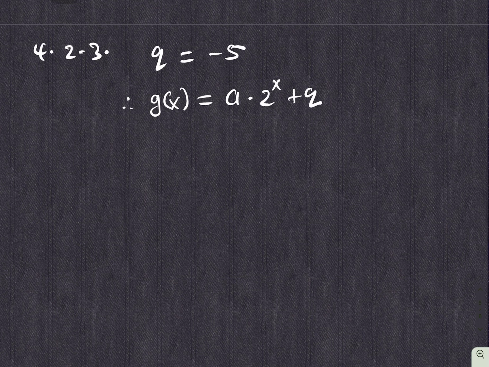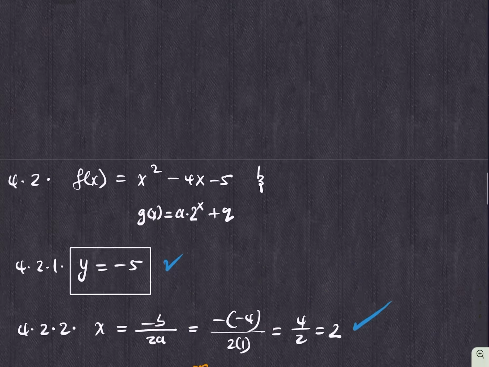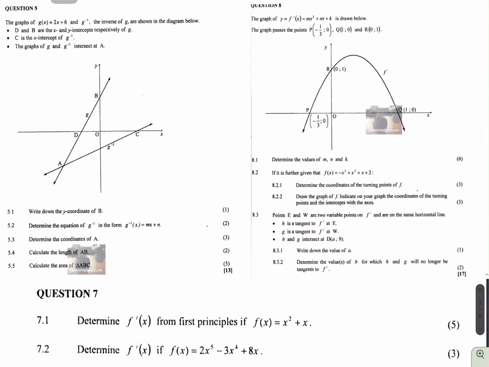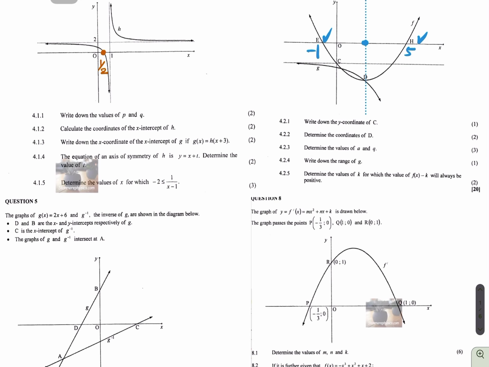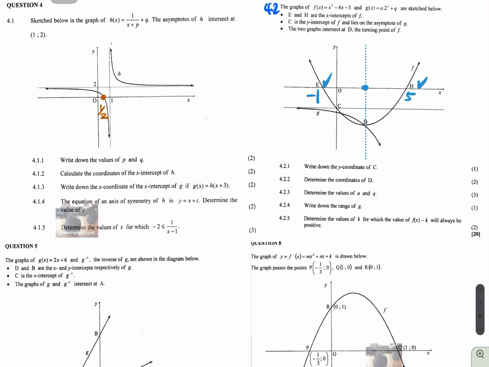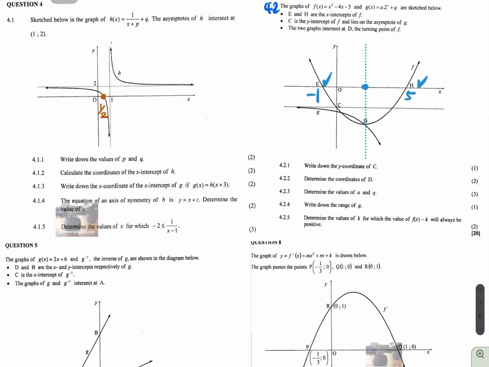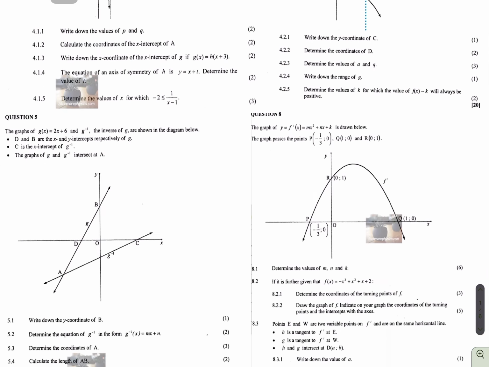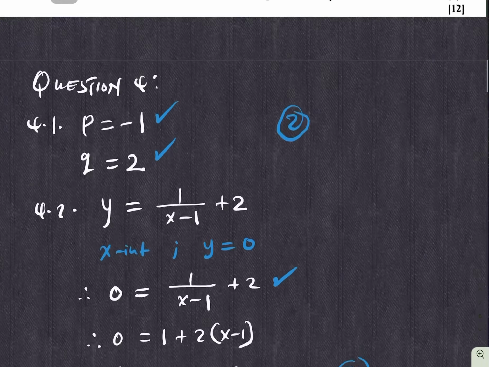But we know that g of x is primarily y. This is going to be A multiplied by 2 to the power x plus Q. Q is minus 5. How do you then get the value of A? The value of A, you are going to use any point that passes through f and that passes through g. And the point there is D, the one that you have just found. So g passes through D.